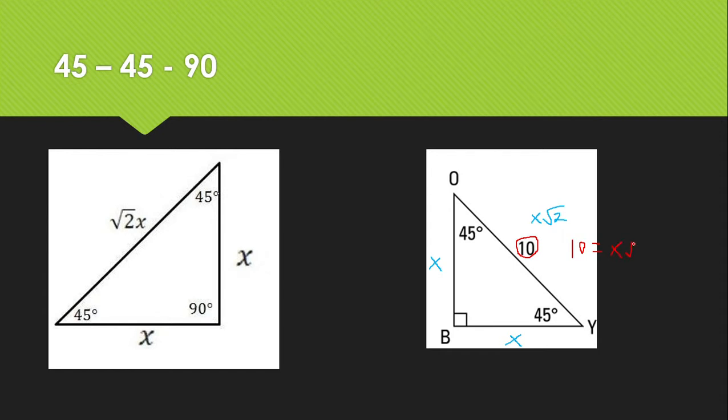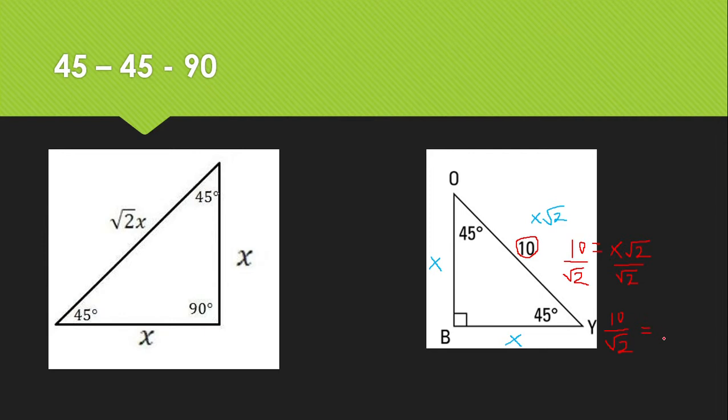Now, if I want to find out what just x is by itself, there's this root 2 in the way. So I have a little equation here I can solve for x. I'm going to divide both sides by square root of 2. So then our answer for x is going to be 10 divided by the square root of 2. And that is our missing side, x.